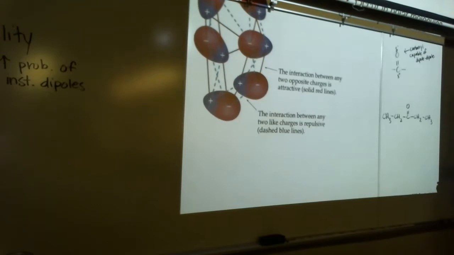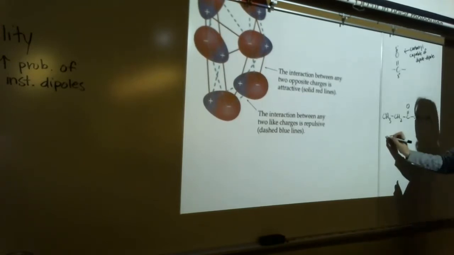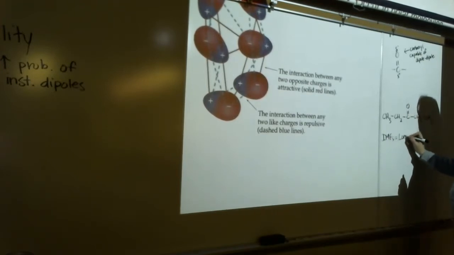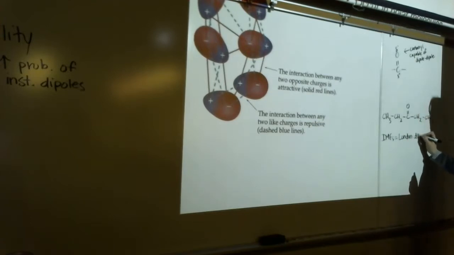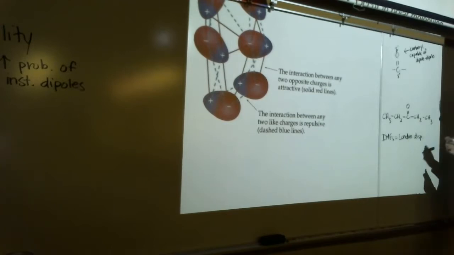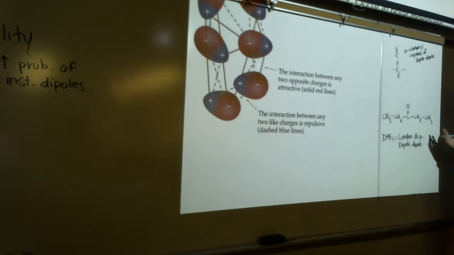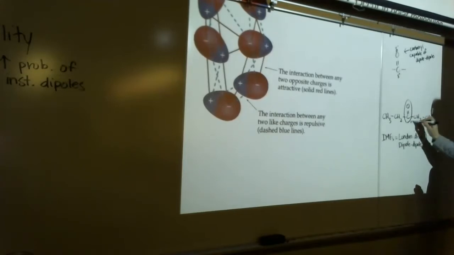And I said, all right, what IMFs are in this? Your first answer is London, right? Because everything has London forces. London dispersion, or just dispersion, or however you want to put it together. And then you would also have dipole-dipole. Now, is the entire molecule capable of dipole-dipole? No, just this piece right here, right? The dipole-dipole is coming from the carbonyl.